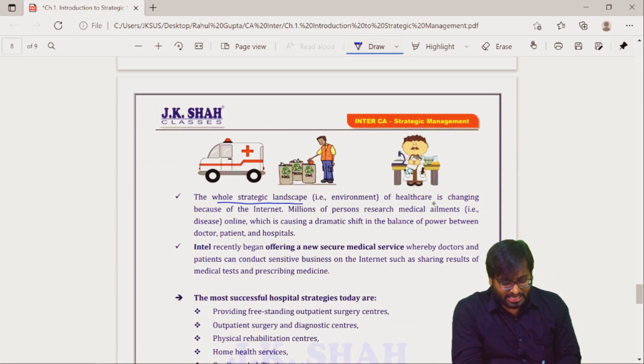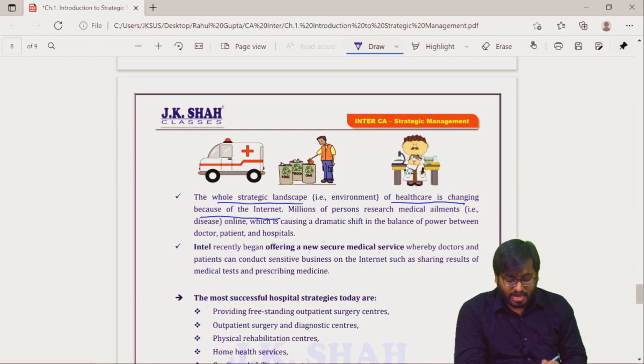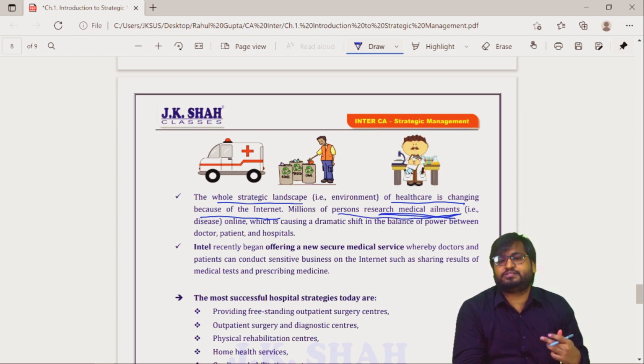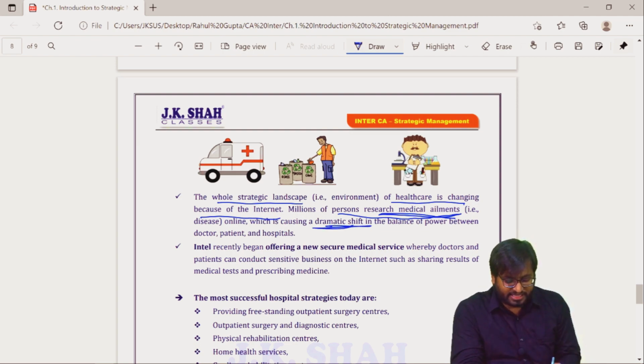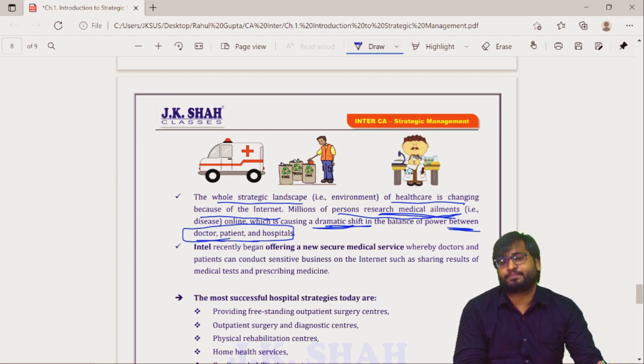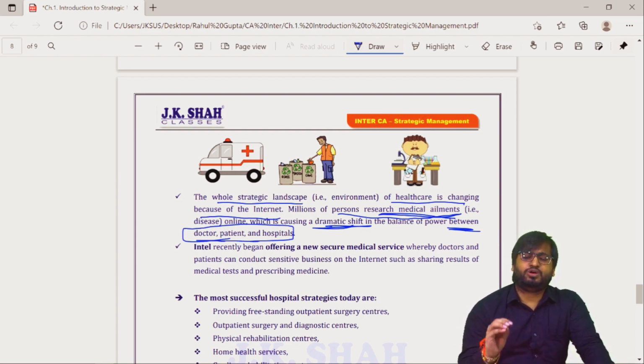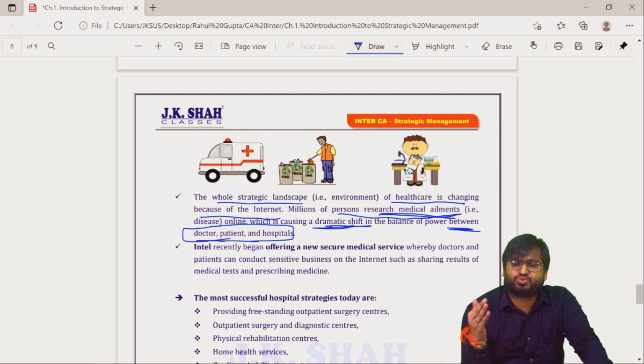The whole strategic landscape of healthcare is changing with the use of the internet. How? Many people will research the medical ailments, the disease that they are having. They will do some online research. Because of this, there is a dramatic shift in the balance of power between the doctor, patient and hospitals. Now the patients are also aware. So we will not be relying on what the doctor says. We will also do some of our own research. So even the hospital needs to be transparent with the patient. The doctor will also have to be transparent.